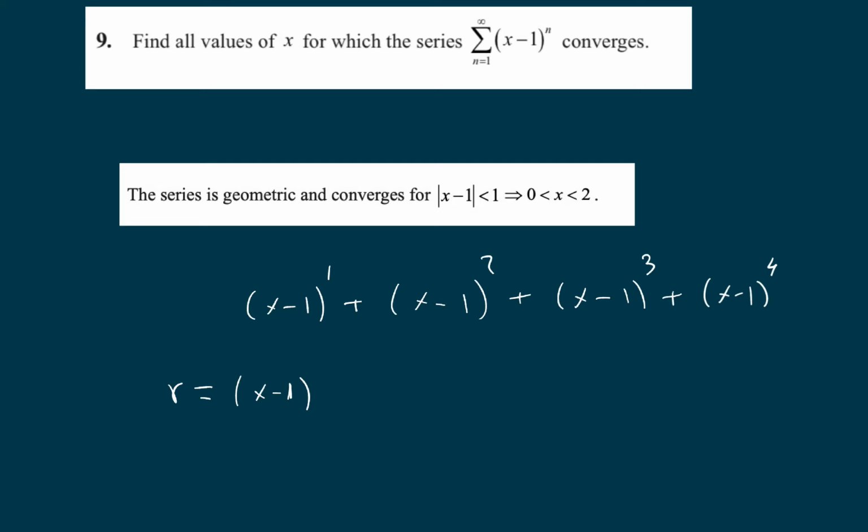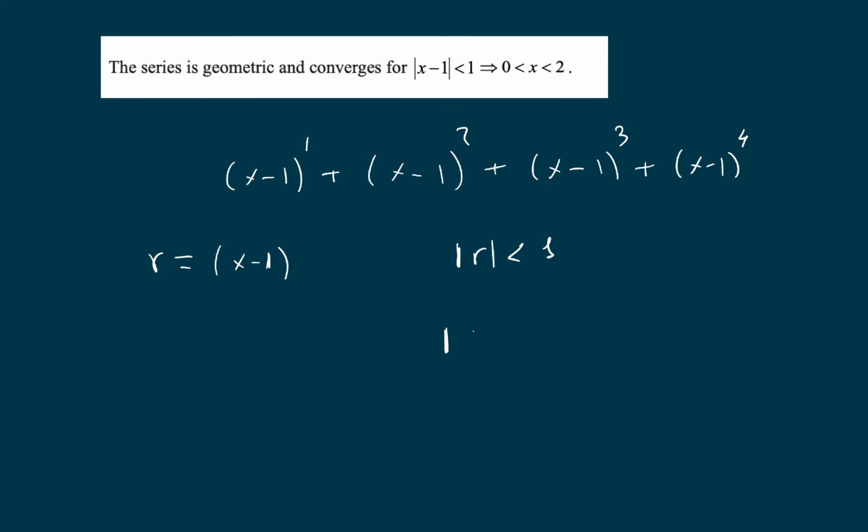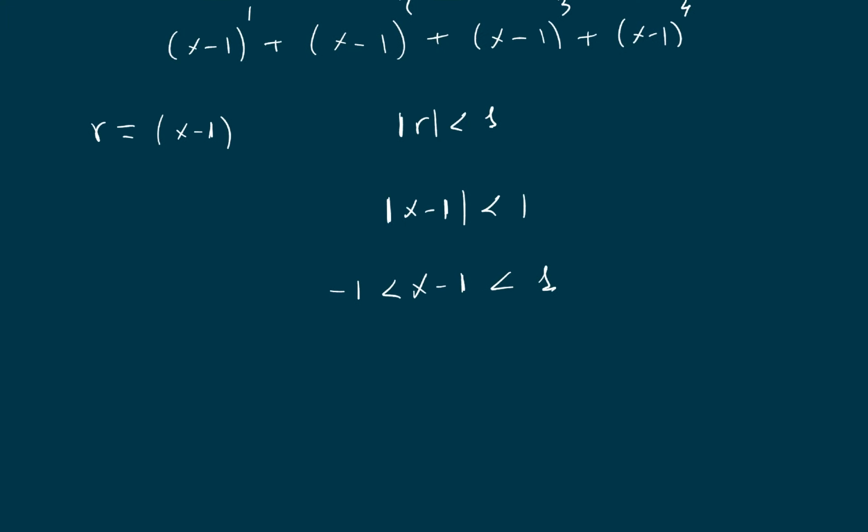When will a geometric series converge? It will converge when the absolute value of r is less than 1. Or in other words, when the absolute value of x minus 1 is less than 1. Or in other words, when x minus 1 is less than 1 and bigger than minus 1. Or in other words, when x is smaller than 2 and bigger than 0. So the radius of convergence is here.